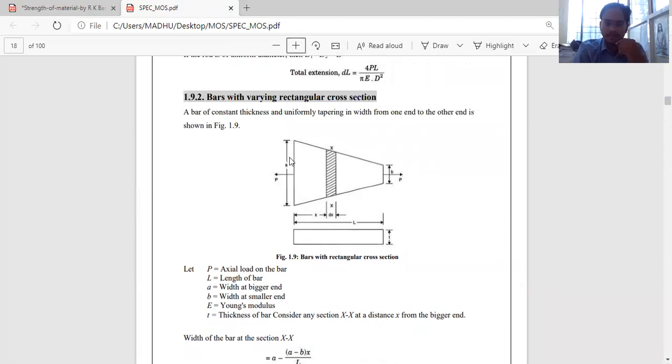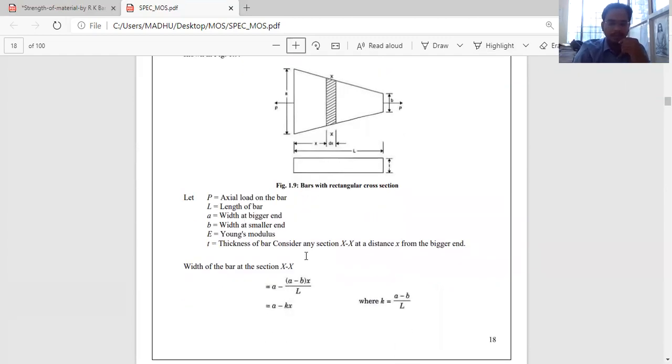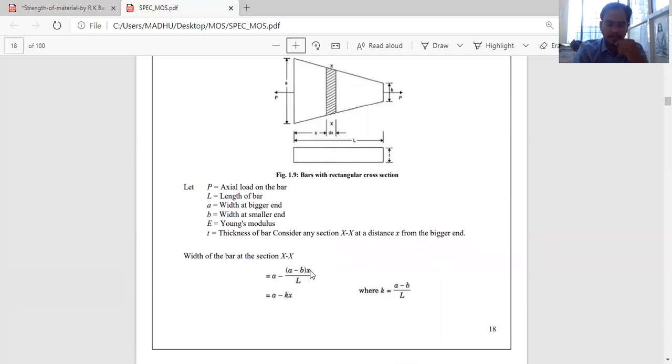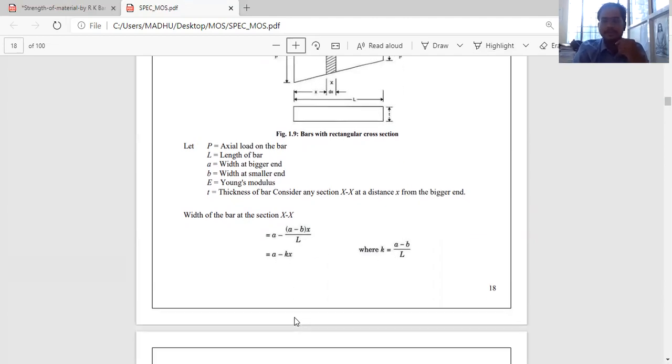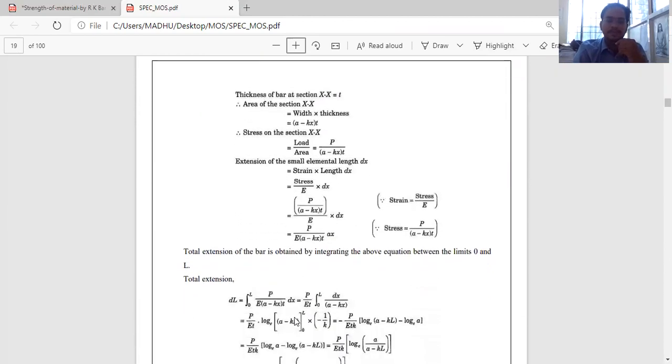a bar with length L, where width a is bigger than the width b, and we need to consider a width at a distance x from here. So that is given by a minus b by L into x. So a minus b by L is equal to k, and the width is a minus k into x. Now, thickness of the bar at section xx is t. Area of the section xx is equal to width into thickness, (a minus kx) into t.